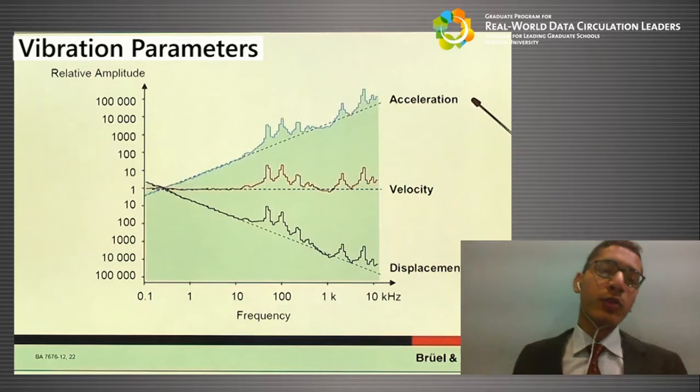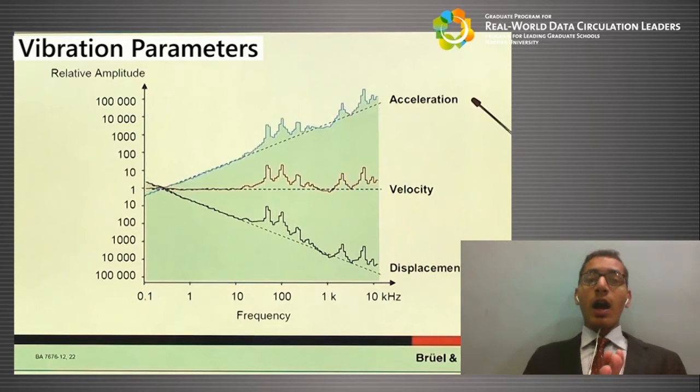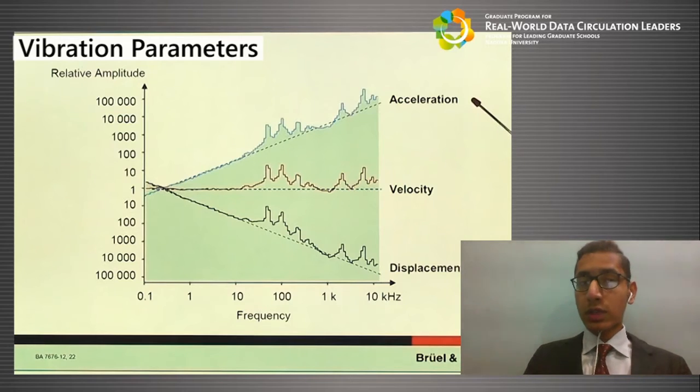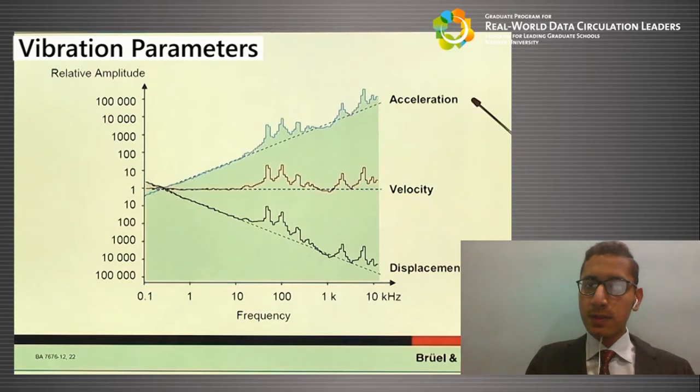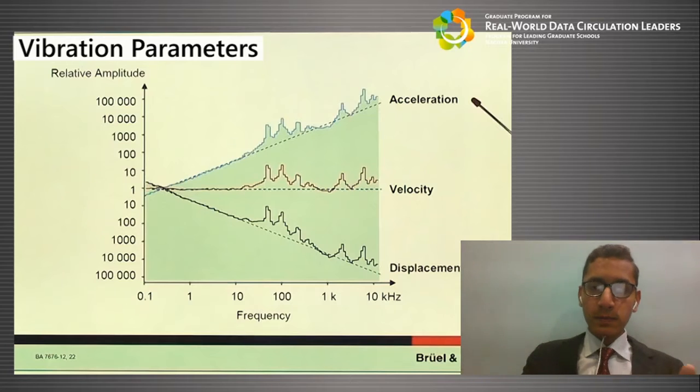Now we have three different parameters that we discussed and how they affect us, how we get their relations. Here we see that the velocity curve seems quite settled, while the acceleration and displacement curves are in a curvature, are in a slope.